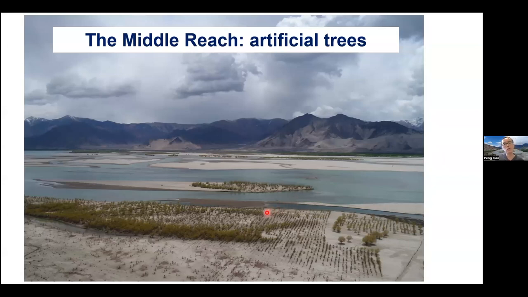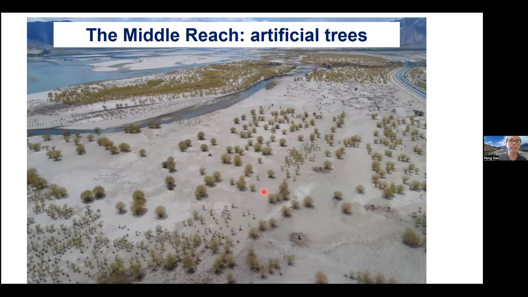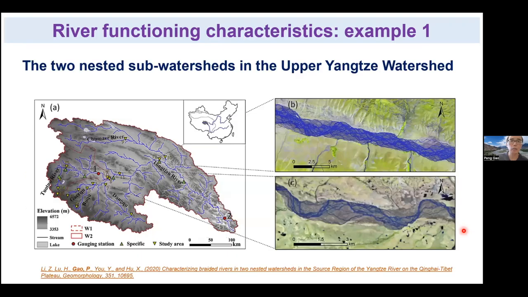And this shows you the middle reach of the Yarlung Zangbo River. Again, the most striking point is these regularly distributed trees planted by human beings for the purpose of stabilizing the point bars. Again, you can see from these closer look pictures these man-made trees on the point bars.